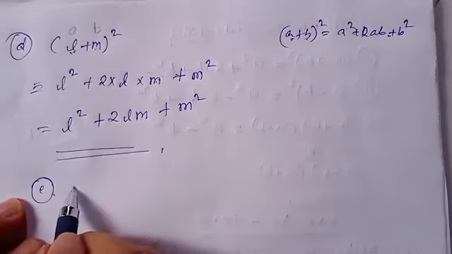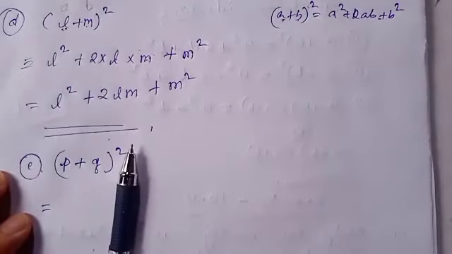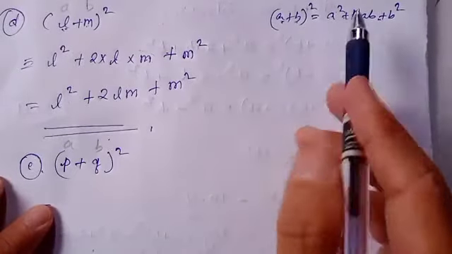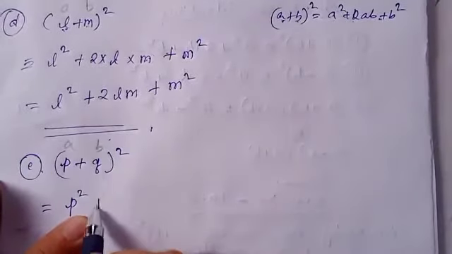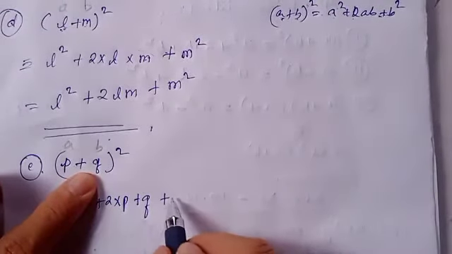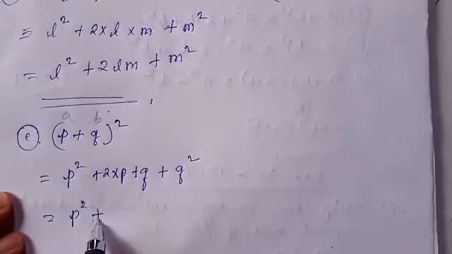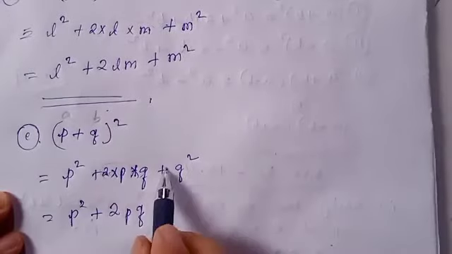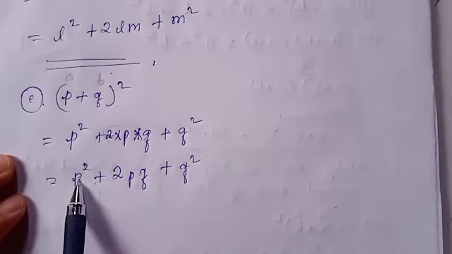Okay, let's try E. P plus Q the whole square. Here P is in A's place, Q is in B's place. Now let's use this identity. First one is A square. A plus B the whole square is A square, so we write P square. Next one, plus 2AB, plus 2 into A, which is P, into B, which is Q. Last one, plus B square, Q is in B's place, so you write Q square. Then P square we have only one, plus the number in the second term is only 2, so you write 2, P only one, Q only one, plus Q square. First one P square, second PQ, third one Q square. It has no like terms, so this will be the answer.